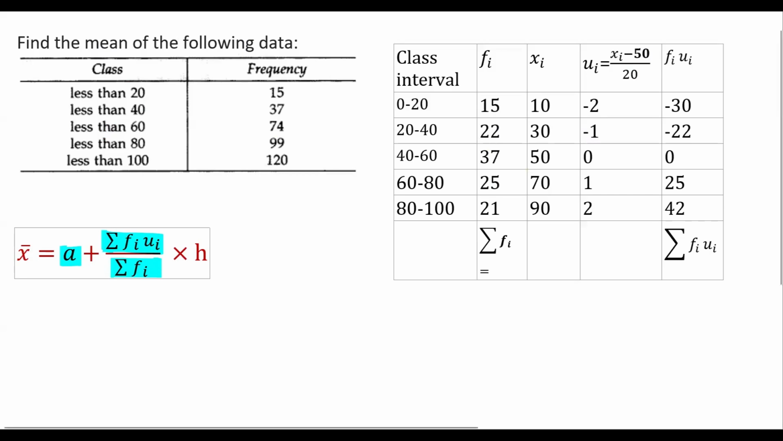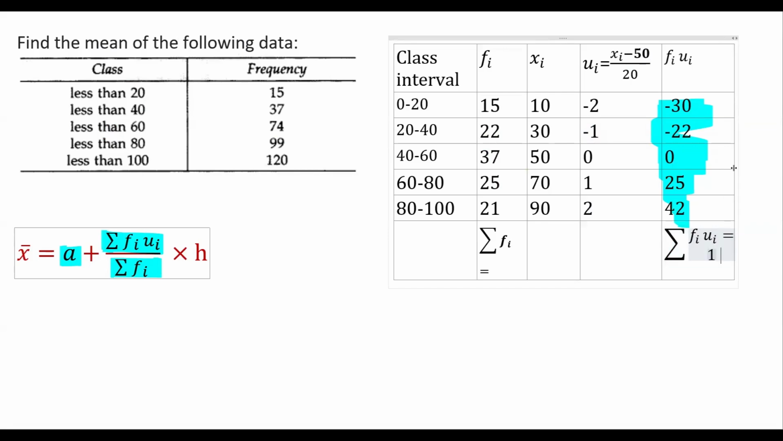Now, if I add these numbers, sigma fi ui is coming as 15, and this value of sigma fi, the sum of all frequencies here, is equal to 120. So we got this out.